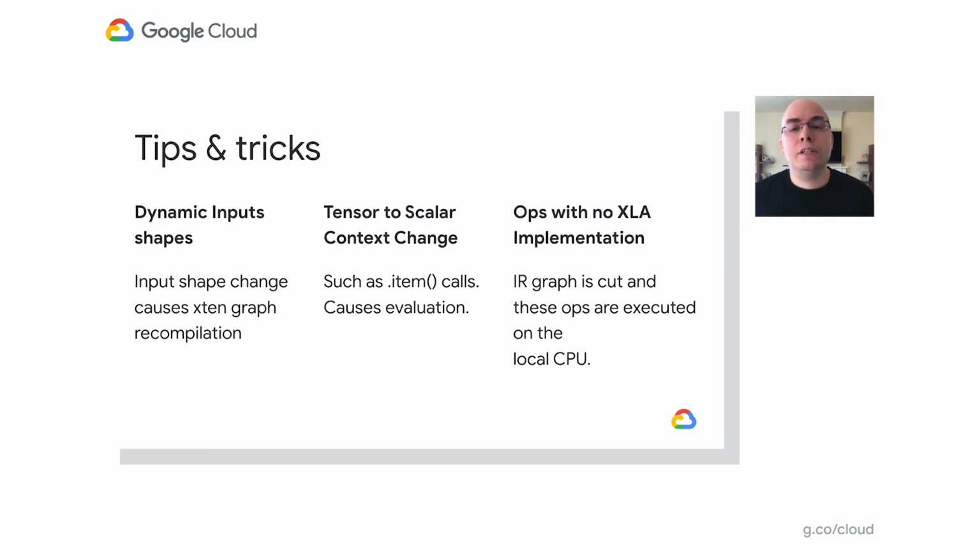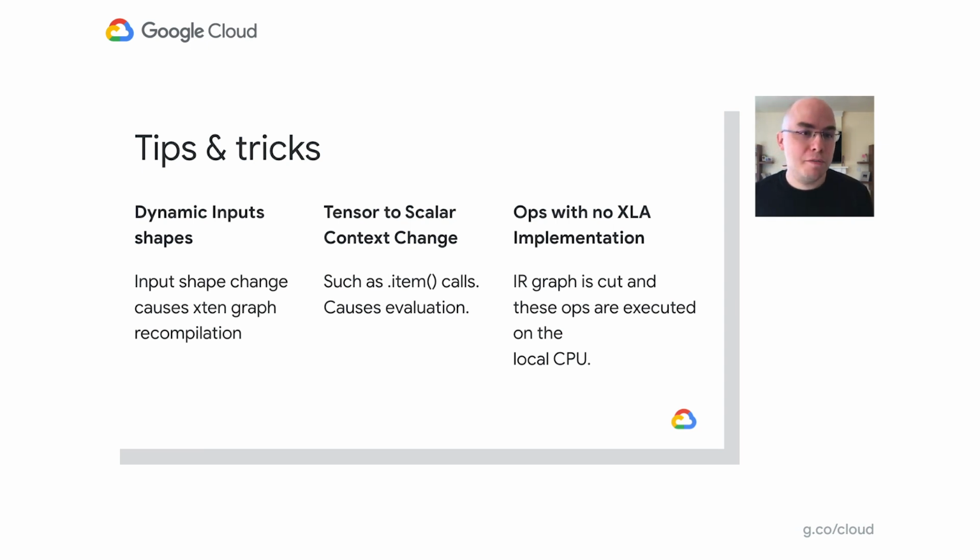Another common pitfall is what we call a context change between device and CPU. The most common occurrence for that is when the code has tensor.item calls in it. This slows things down because, as Vaibhav noted earlier, XLA is built on a lazy tensor idea, and the item calls prematurely cause evaluation. The result is suboptimal if that happens.